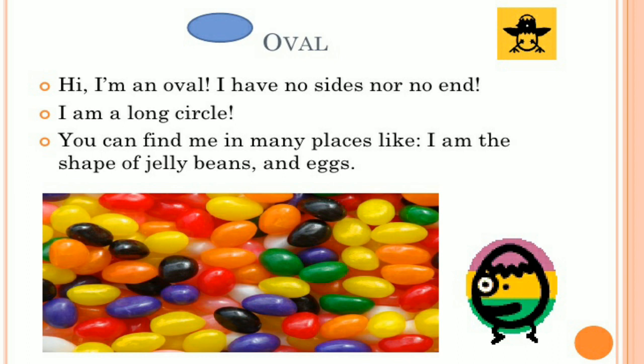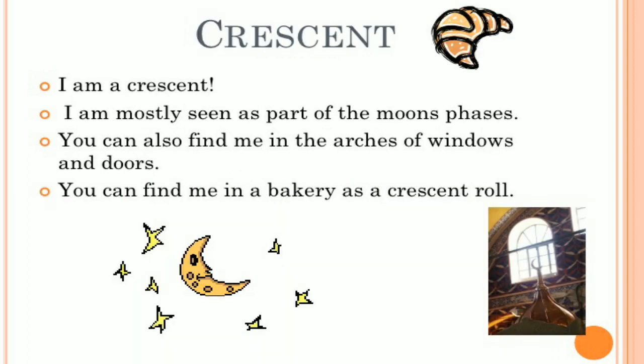So now we are going to learn the next slide, and it is a crescent. So here we can find, I am a crescent. I am mostly seen as a part of the moon's phases. So sometimes the moon is like a crescent. You can also find me in arches of windows and doors.